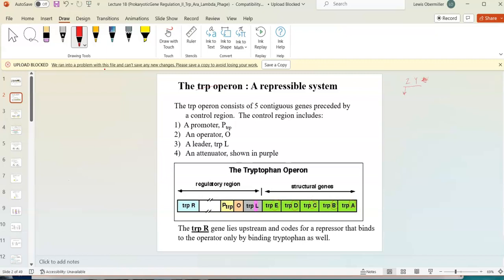So remember, Z is for beta galactosidase that breaks that beta bond in lactose. And then this is permease. This is the beta galactosidase gene that cuts that bond. Okay, so I just want you to know for this that there are 5 genes involved, that they're downstream, so they're structural genes. They produce the amino acid tryptophan.